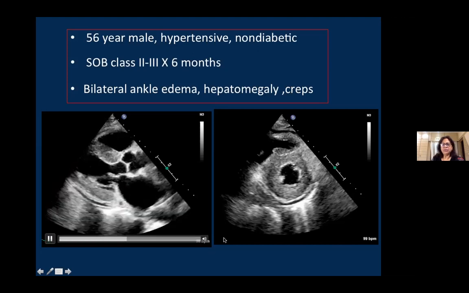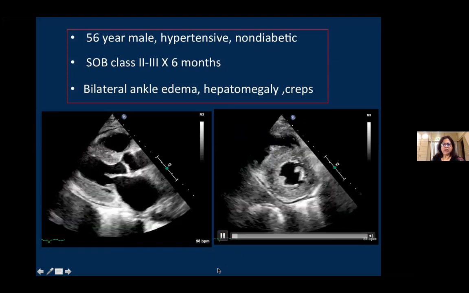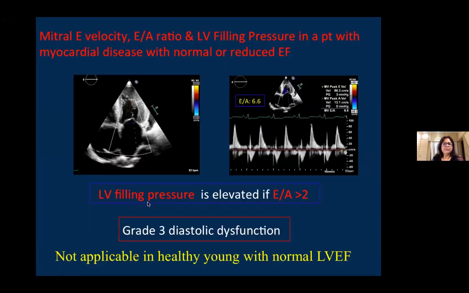And look at the short axis; the myocardium is absolutely thickened. Now let us see the diastolic flow pattern in this particular patient. I kept the sample volume at the level of the tip of the mitral valve leaflets and got the pulse wave Doppler, and what I see, E by A ratio is 6.6.